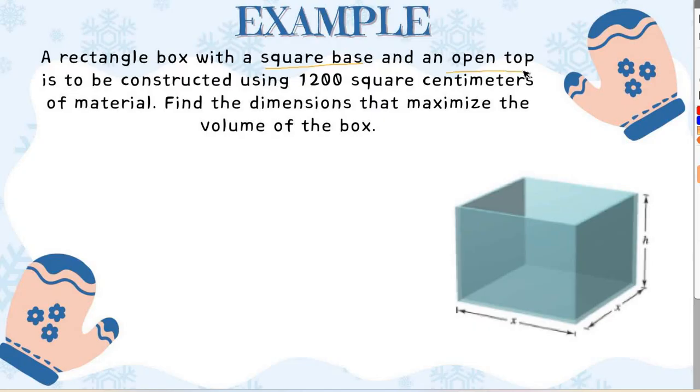What do we also know? 1,200 square centimeters. Okay, is how much material we have, and then what are we looking to maximize? The volume of the box. The volume. Yes, no, maybe. Alright, what's our next step?